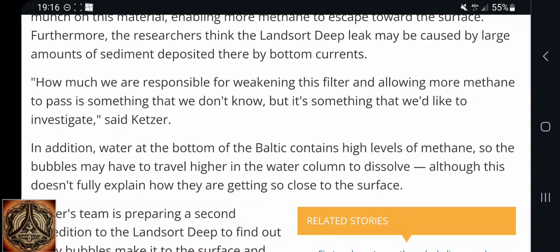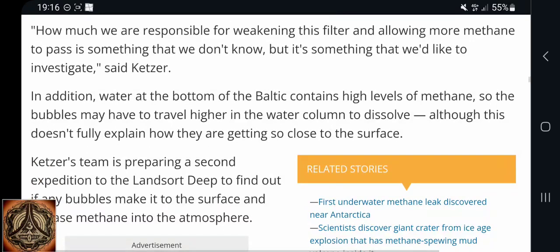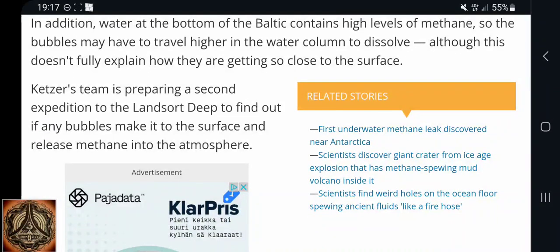How much we are responsible for weakening this filter and allowing more methane to pass is something that we don't know. But it's something we would like to investigate, said Ketzer. In addition, water at the bottom of the Baltic contains high levels of methane, so the bubbles may have to travel higher in the water column to dissolve. Although this doesn't fully explain how they are getting so close to the surface.